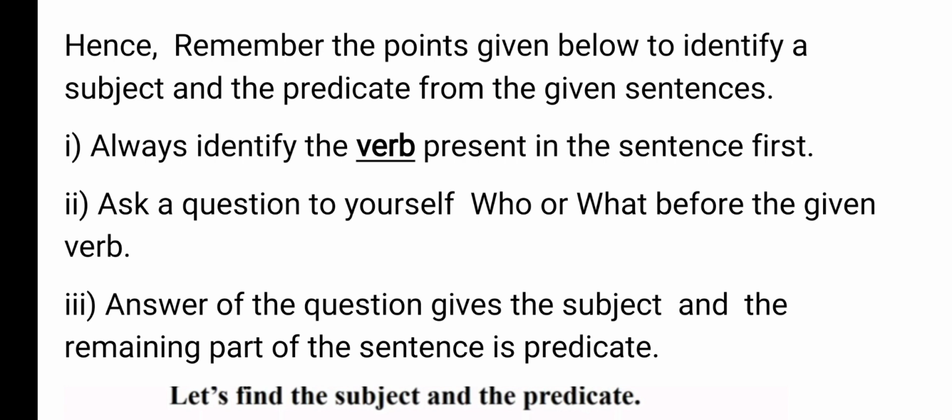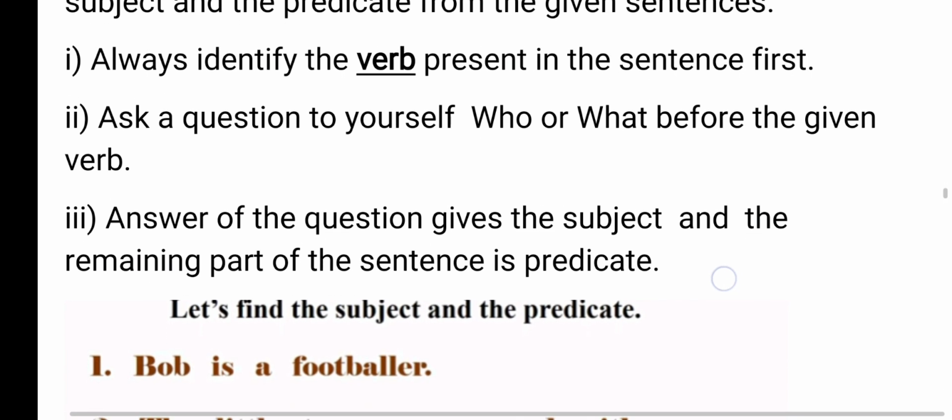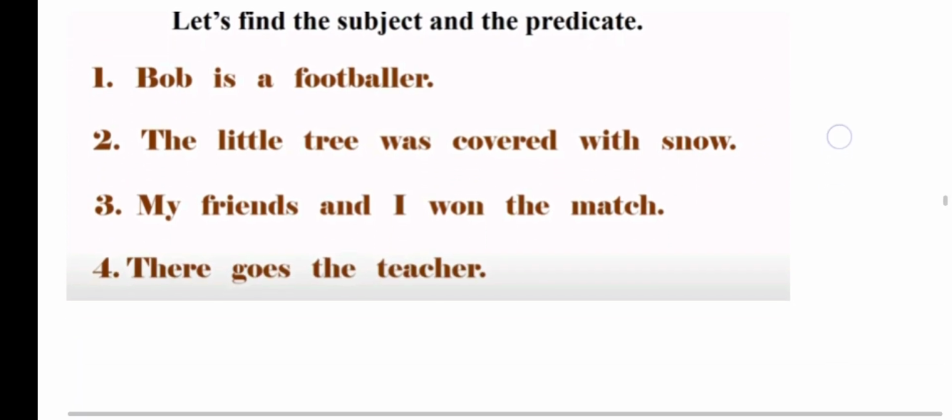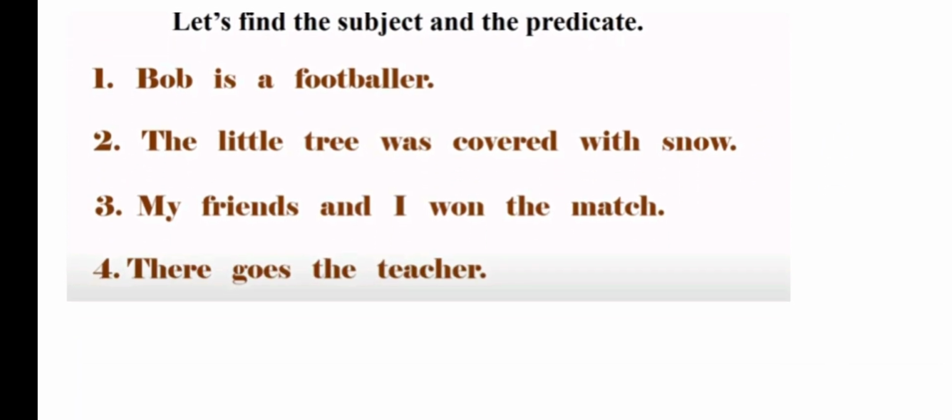Now let's find the subject and predicate from the given 4 sentences below. Listen carefully, okay? Number 1, Bob is a footballer. Number 2, the little tree was covered with snow. Number 3, my friends and I won the match. Number 4, there goes the teacher.